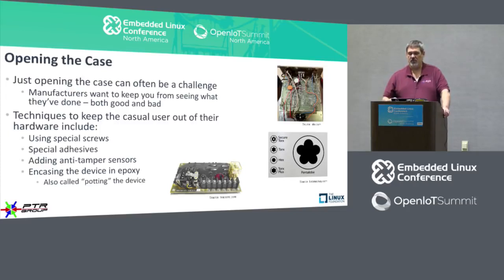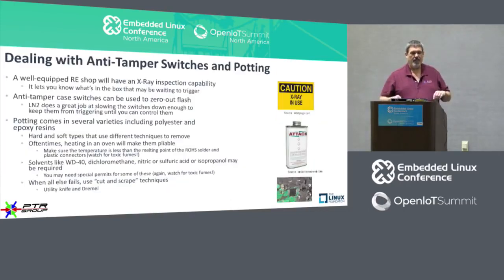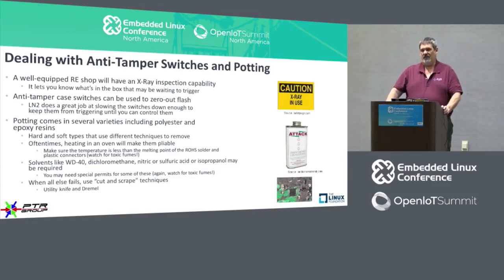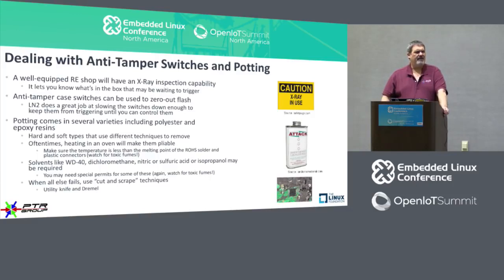We do a lot of work in the space world, so it turns out that that happens quite a bit, so you have to basically conformal coat it in order to keep it from outgassing and then blowing the chips up. Now, dealing specifically with anti-tamper switches and potting, any well-equipped reverse engineering shop will have an X-ray inspection capability. So it's an X-ray machine, and basically you just simply put the device under the X-ray and take a look at it, see what it looks like in the X-ray world. That will typically let you know that there may in fact be some tamper switches inside of it.